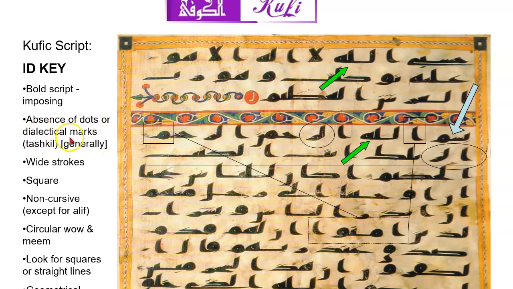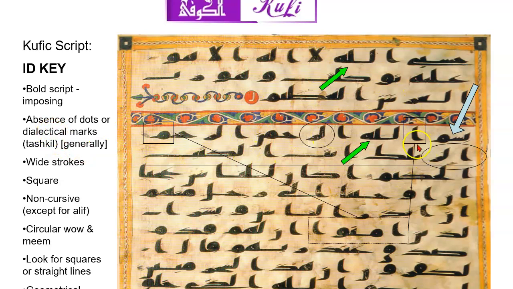Absence of dots or diacritical marks, tashkil generally. Okay, the modern ones do have these dots. This one you could see, you could recognize the 3 dots on the sha. Actually, this is seen. The dot from the noon, here. You could recognize some of these dots, but very faint.